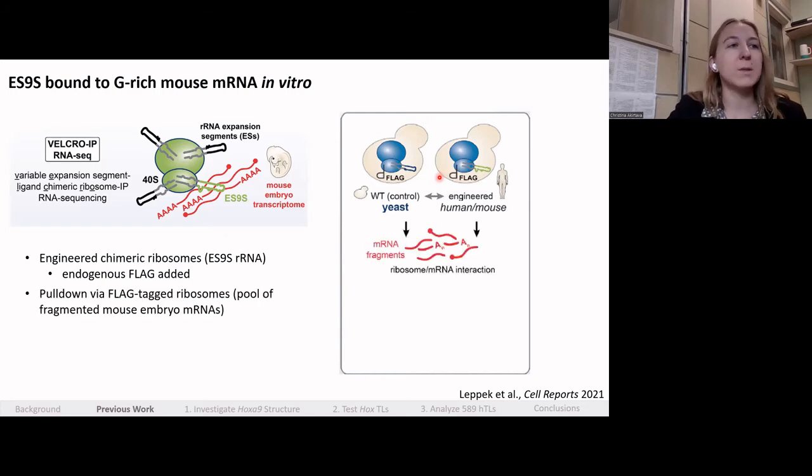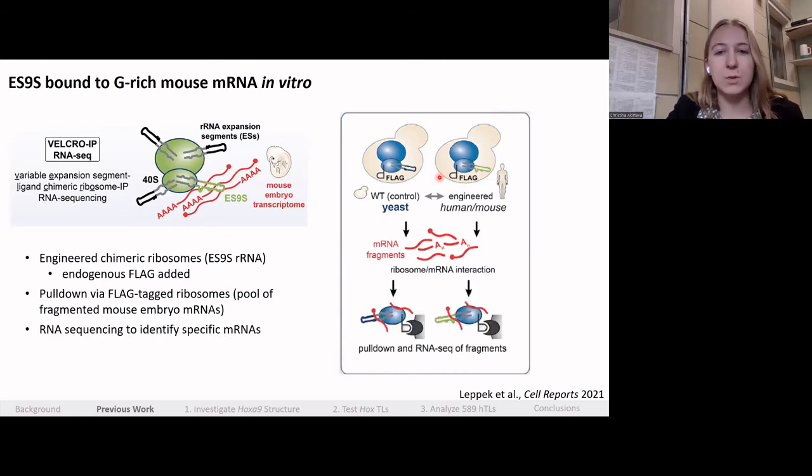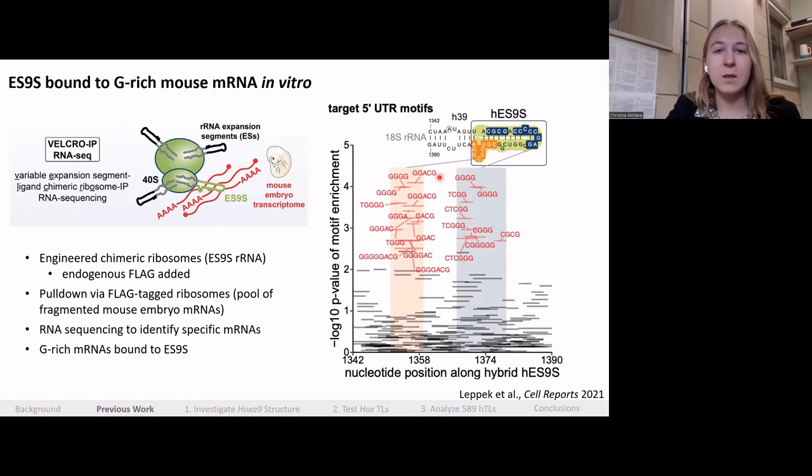They also introduced a flag, which will later be used for the pull-down assays. So they mixed these ribosomes with fragmented mouse embryo mRNAs, and then ran a pull-down assay to selectively purify the interactions of these mRNAs with the humanized ribosome. After that, they ran RNA-seq to identify which mRNAs bound to the expansion segment. And from that, they found that a ton of G-rich mRNAs had propensity to bind to that expansion segment ES9S.